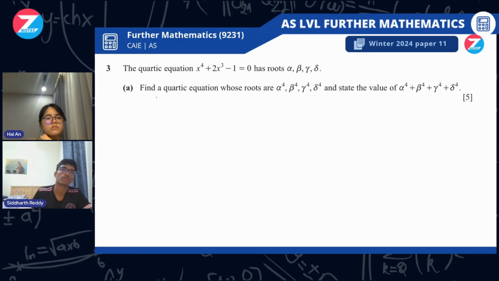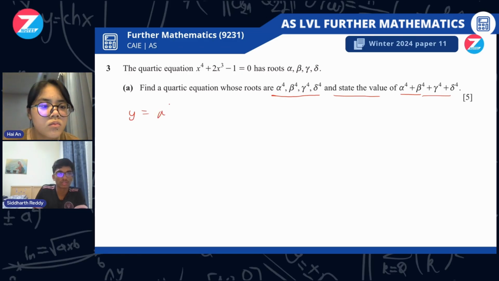So this is the third question. The quartic equation x to the power 4 plus 2x cubed minus 1 is equal to 0 has roots alpha, beta, gamma, delta. So find a quartic equation whose roots are alpha to the power 4, beta to the power 4, and so on, and state the value of alpha to the power 4 plus beta to the power 4, and so on. So let's do a substitution here.